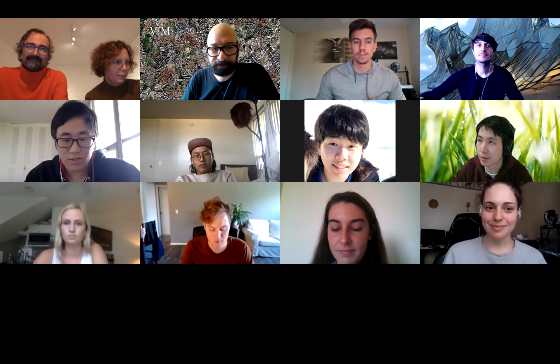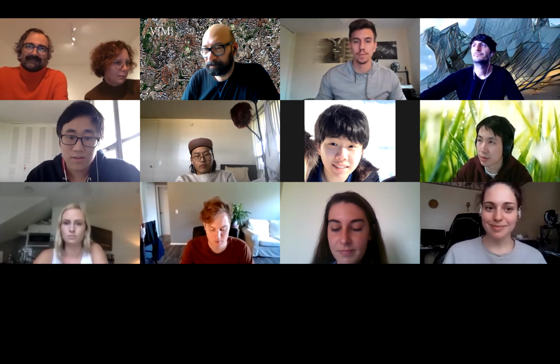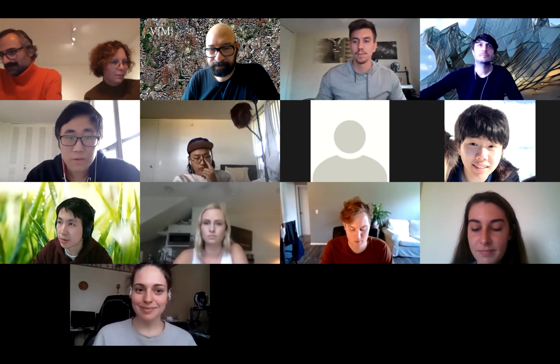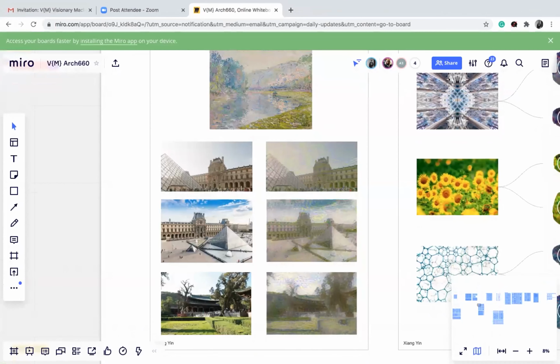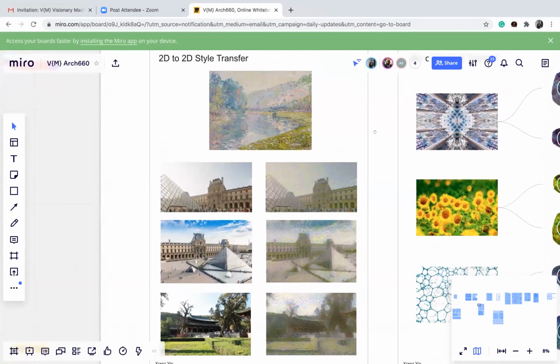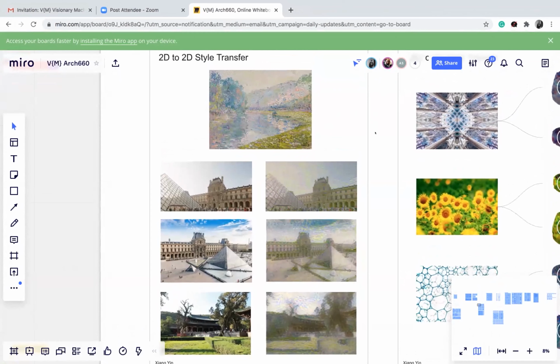Okay, I will share screen now. Can you guys see that? Yeah. Sean, you can go first. Similar to the groups before, we will go through the exercise first and then talk about the project interest later. So the first one is 2D to 2D style transfer.